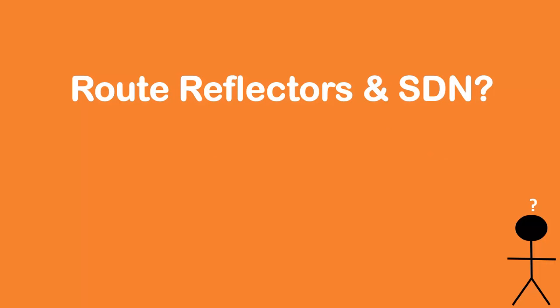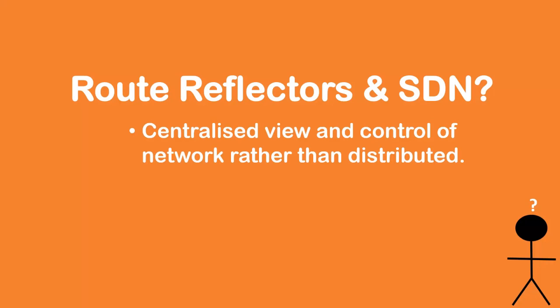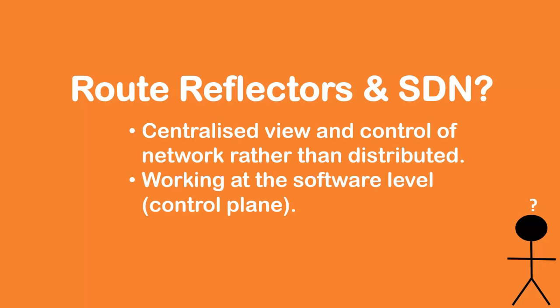Okay, so to finish off, what have route reflectors and SDN got in common? Well, if you think about what we're doing with the centralized route reflectors, we are creating this centralized view of the network that's really interested in the control and the signaling. It's working at the software level rather than the packet pushing level. And that's really a key element in the approaches of SDN.